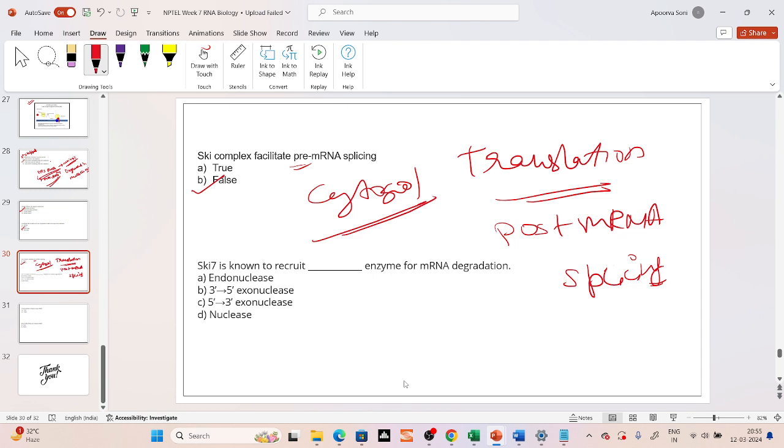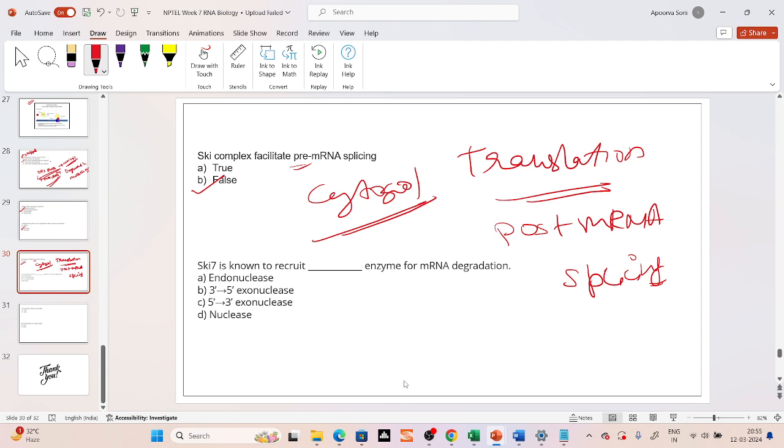Only those processes that are occurring in the cytoplasm will be affected by the Ski complex, not the processes that are occurring in the nucleus, because the Ski complex does not work in the nucleus, it works in the cytoplasm. So if it is a pre-tRNA, that means the tRNA is not completely mature. If it is not completely matured, it will not come out of the nucleus, and if it will not come out of the nucleus, that means Ski will not work over it.